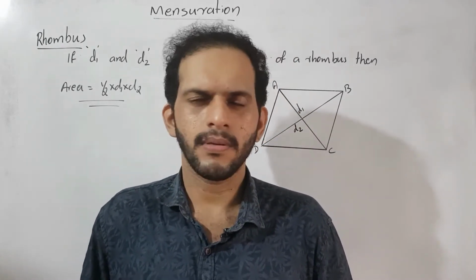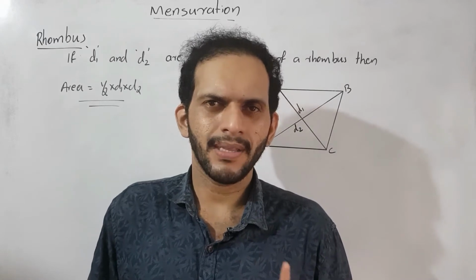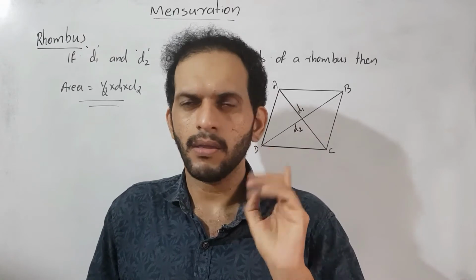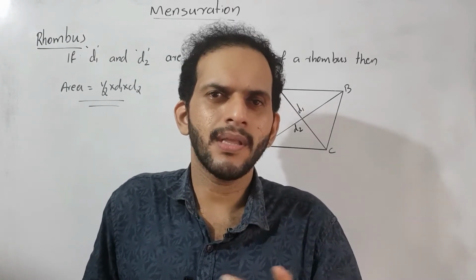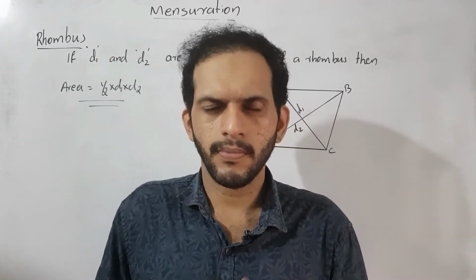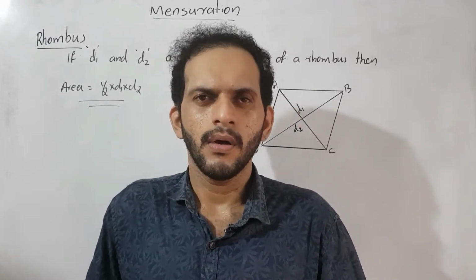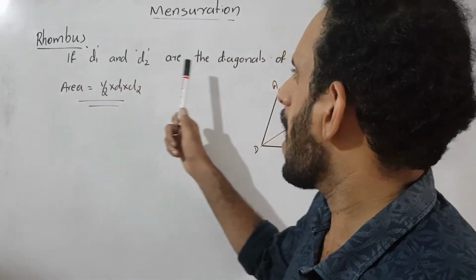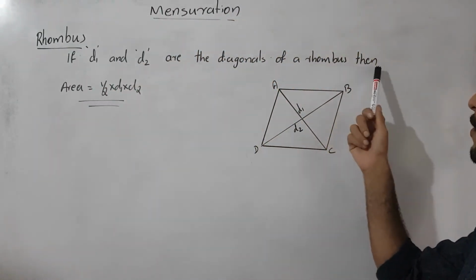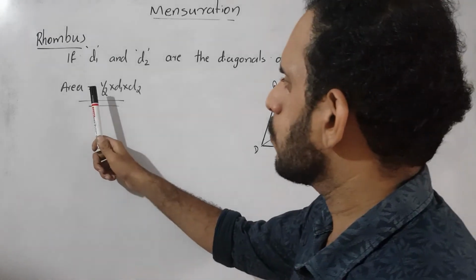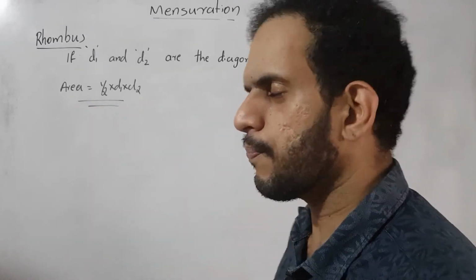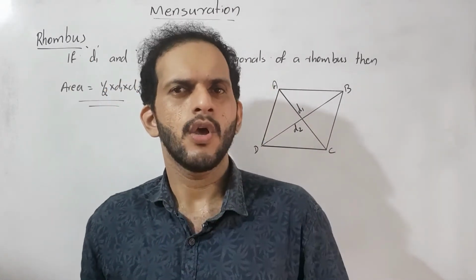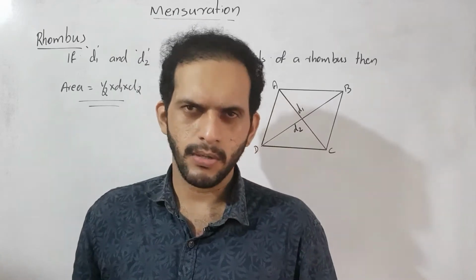Okay, here we are discussing the other one. What is that? Yes, a rhombus. Don't forget the idea. A rhombus is also a parallelogram with all sides equal. Here we are discussing how to find the area of a rhombus. In the case of a rhombus, if d1 and d2 are the diagonals of a rhombus, then area is equal to half into d1 into d2. That means for finding the area of a rhombus, we need the diagonal measurements.